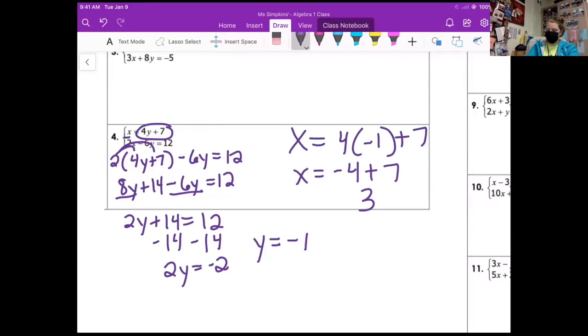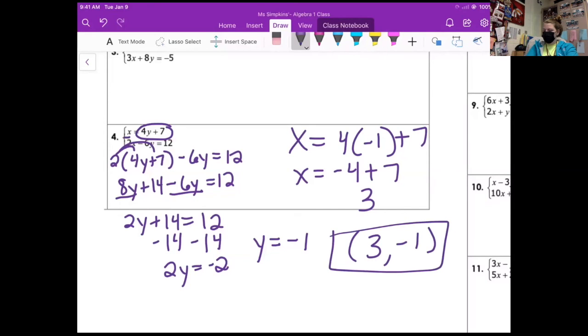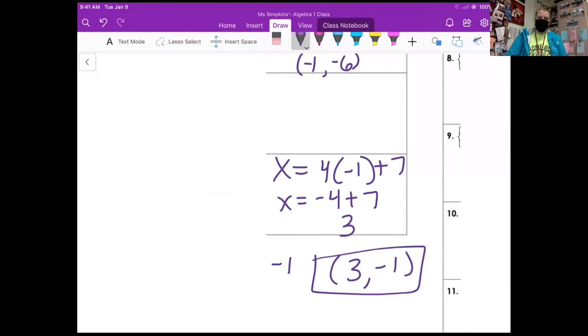How do I write my answer? 3, -1. Too easy. Wow. It's big brain. This is all this is, right? There's not gonna be any like 3-step ones, right? Only after that. Go ahead and do number 3. I want to see your answer when you're done with number 3.